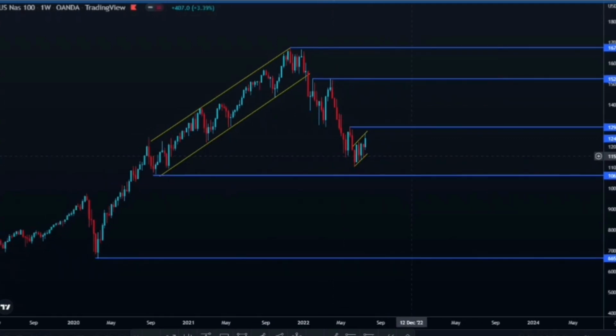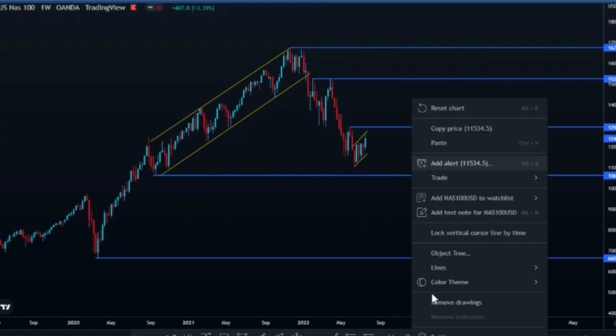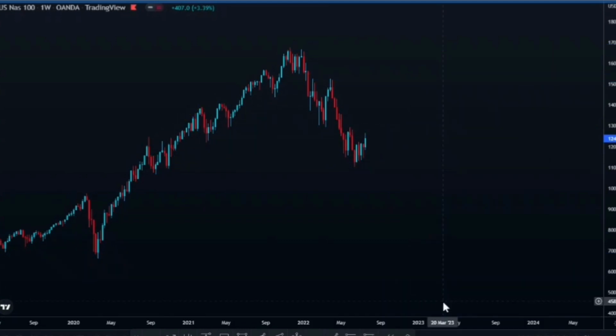So I'm going to start analyzing Nas100 with you guys. Let me just remove everything, but I still have a problem with my PC. I don't know why my screen is so small.